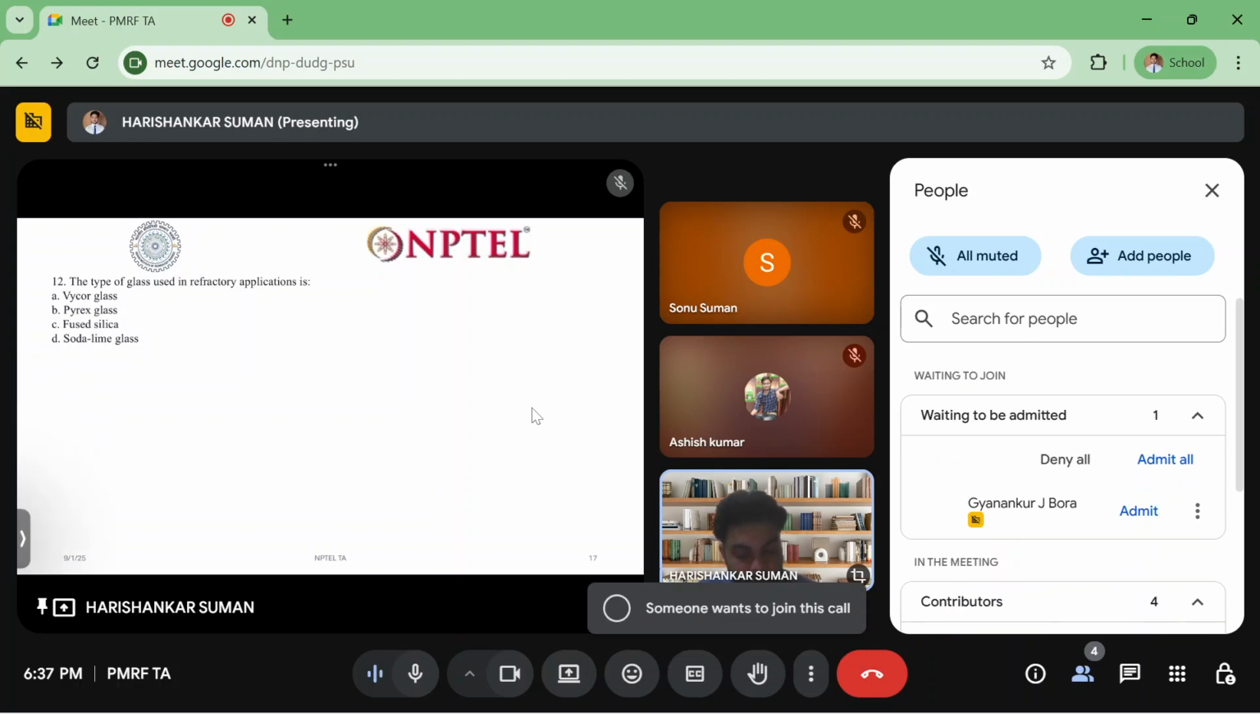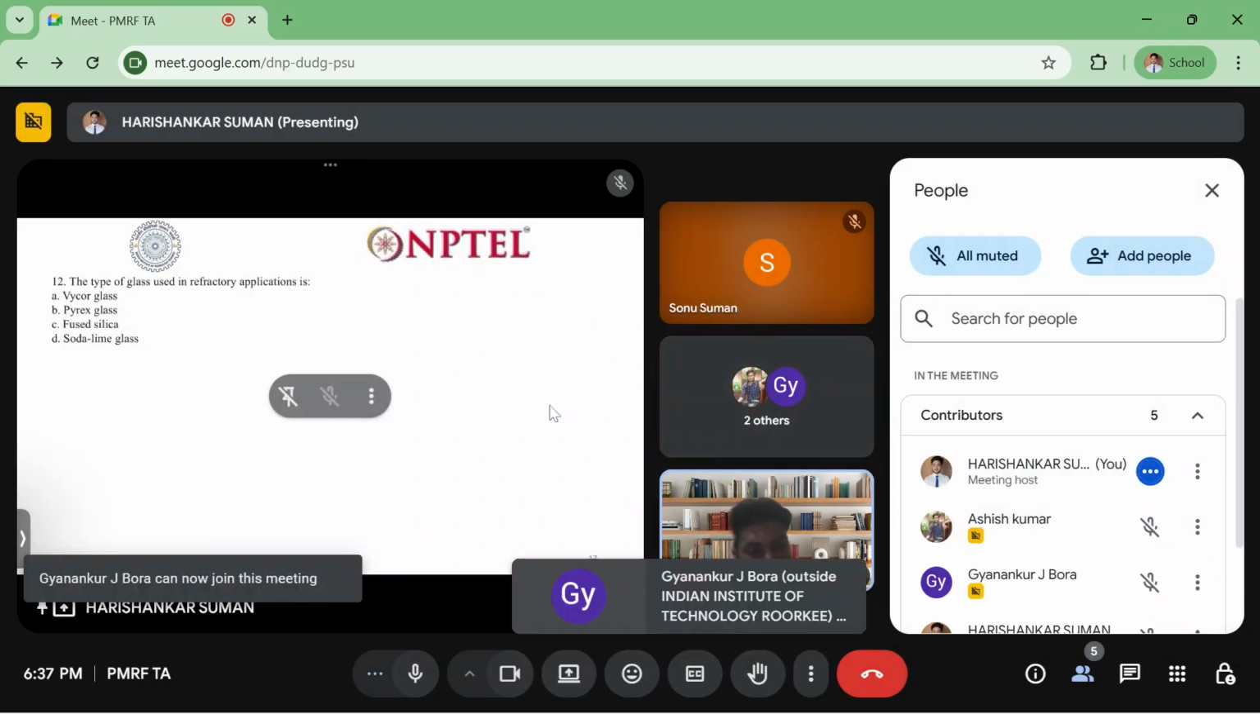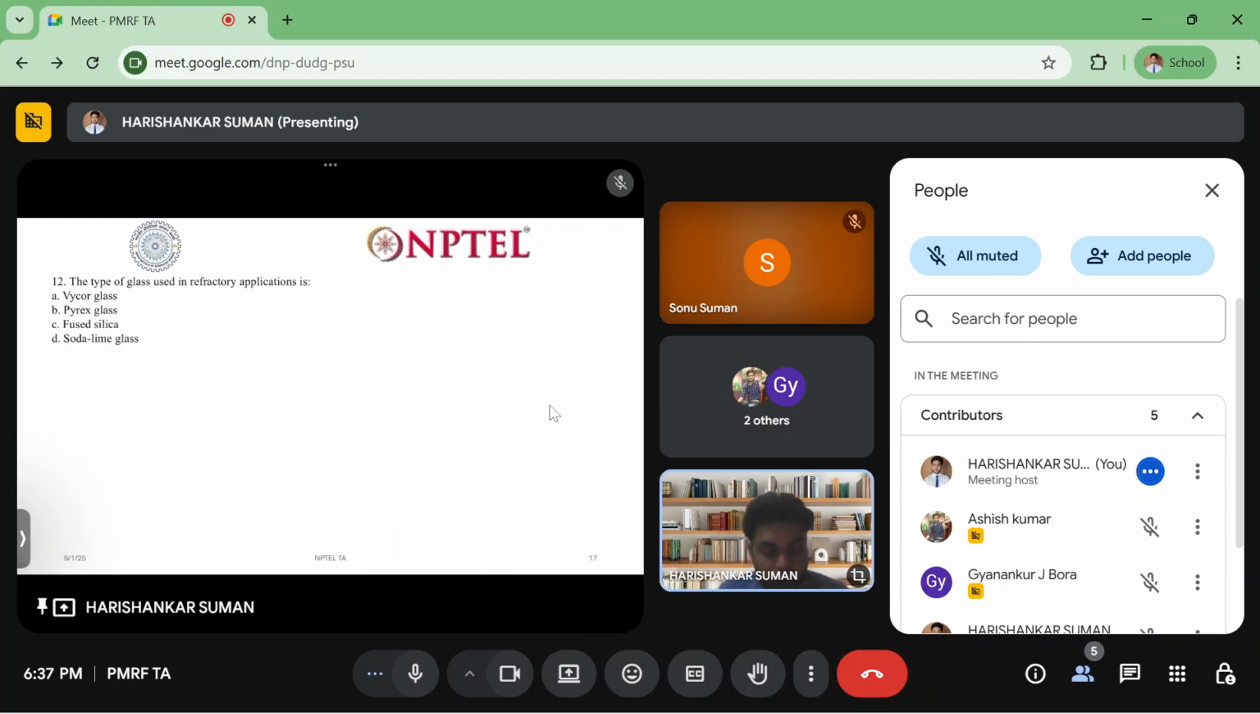So, go to the next question. The type of glass used in refractory applications is which type of glass? These are the four options. Please tell me the right option. Then I will discuss.